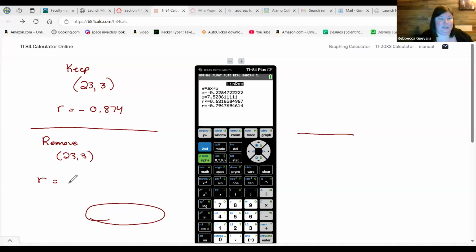Here, my correlation coefficient, when I remove that, changes. So now I get a negative 0.795. So actually removing that point, I caused the association to weaken. But it didn't weaken a whole lot. So that's not a big change. So it kind of has some influence, but not a lot of influence.